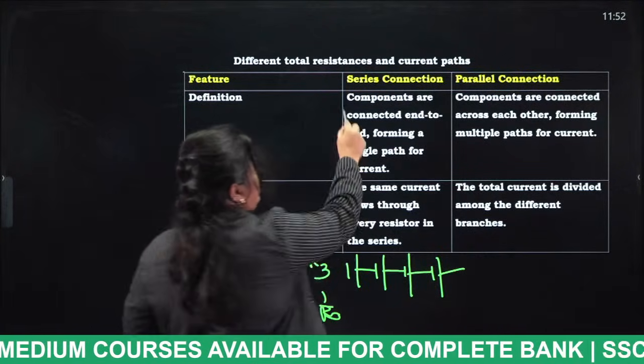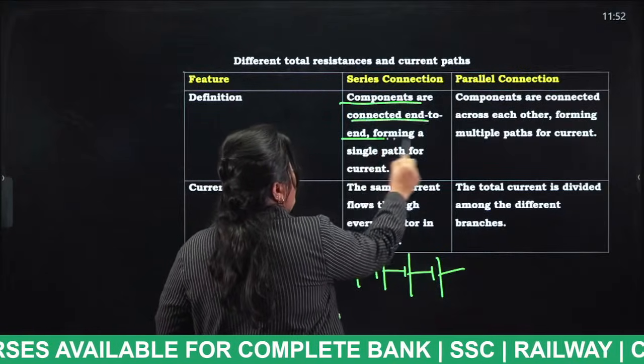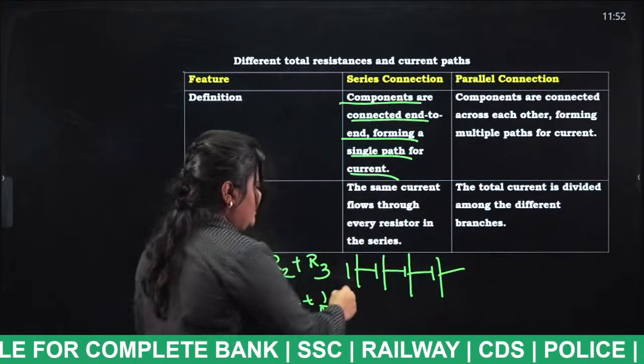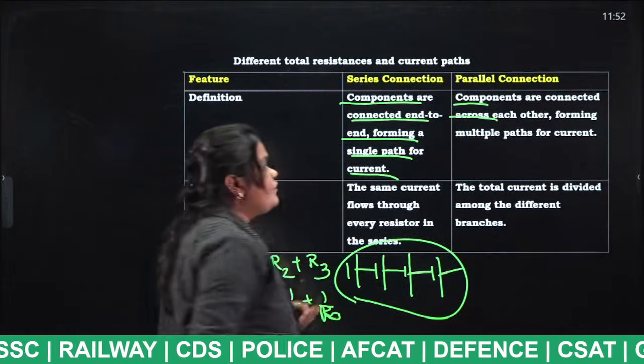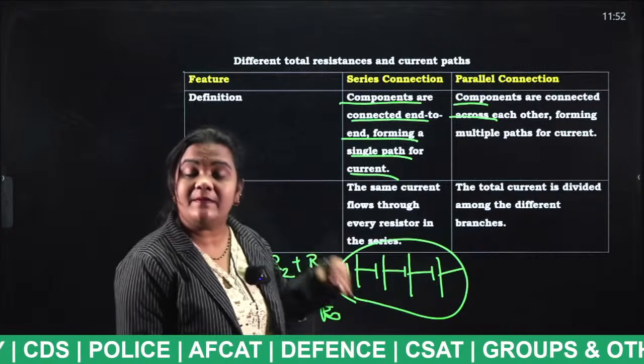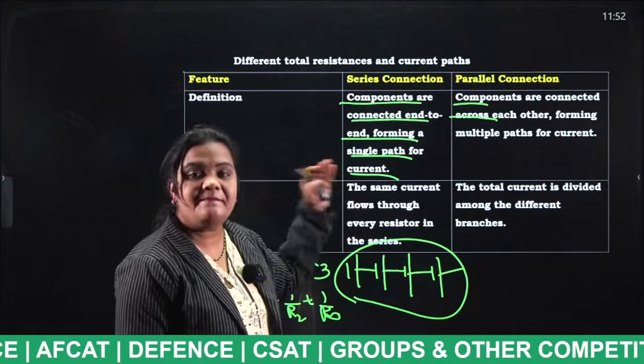Components are connected end to end, forming a single path for current. So this is series connection. Components are connected across each other, forming multiple paths. If it has multiple paths, that connection is parallel connection.